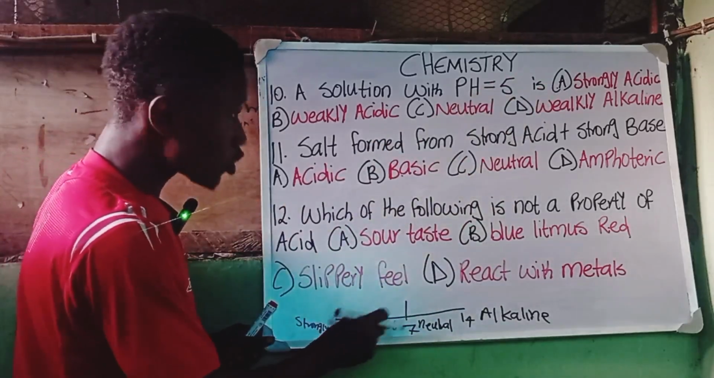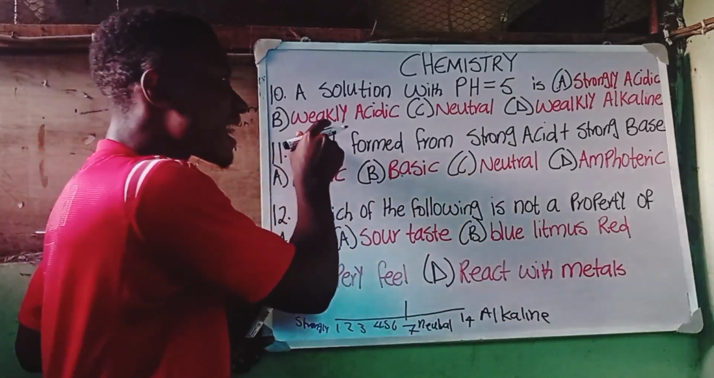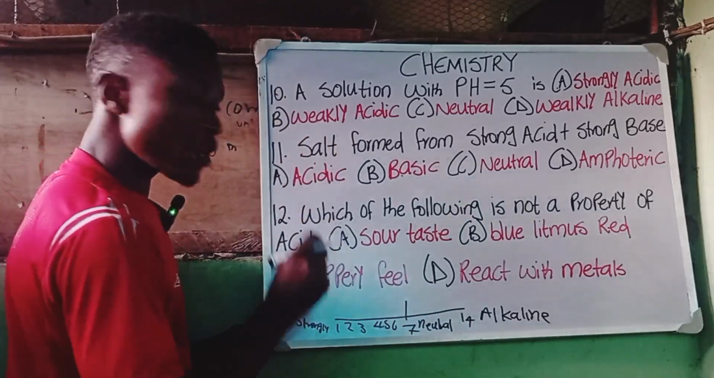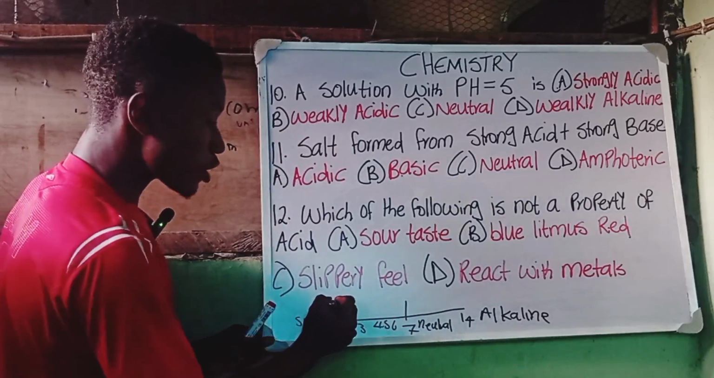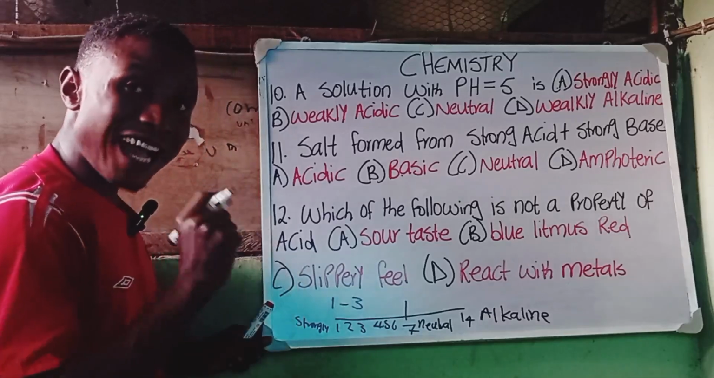So a solution with pH 5 is actually weakly acidic. It is a weak acid, because when it comes to a strong acid, it must have a pH of 1 to 3 for it to be a strong acid.